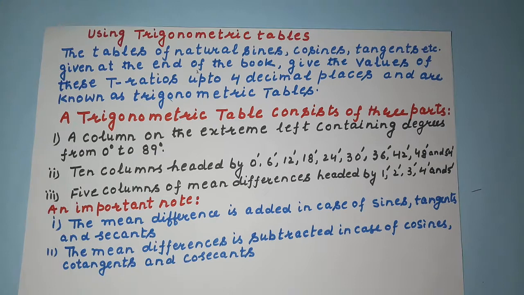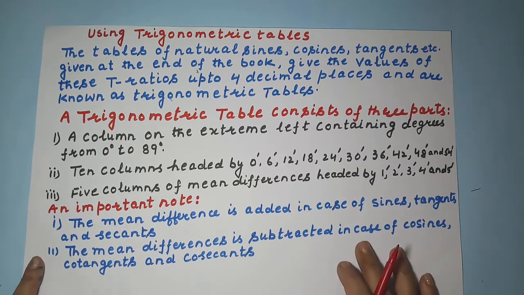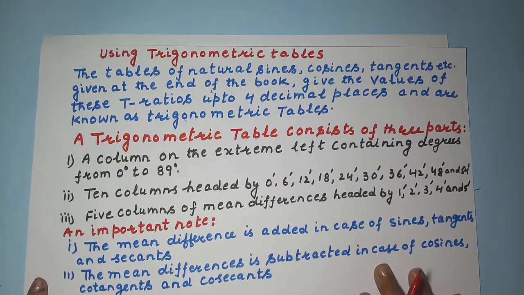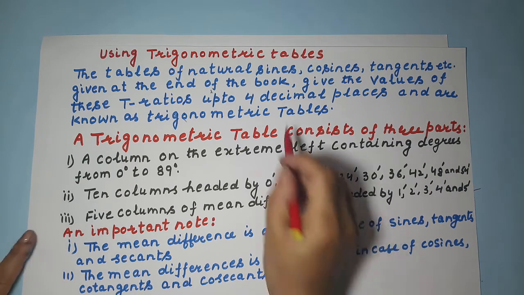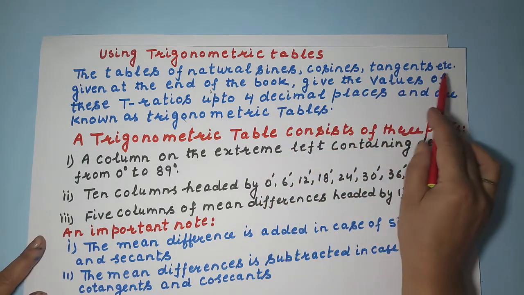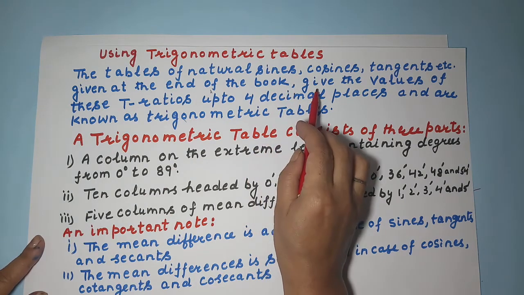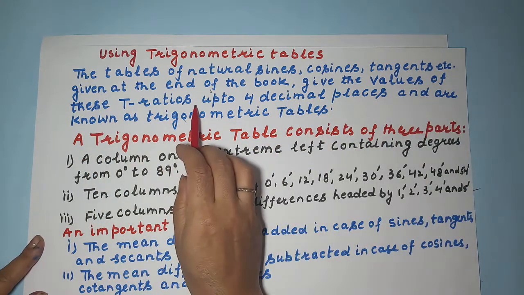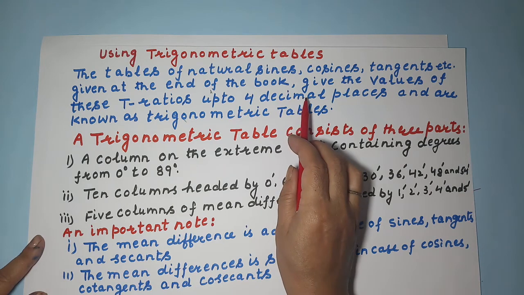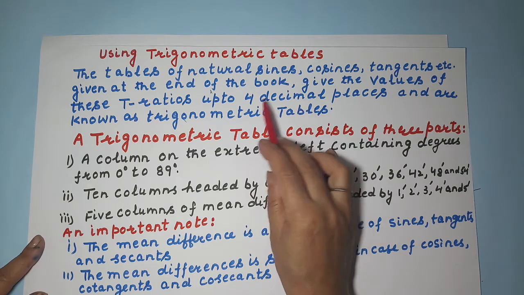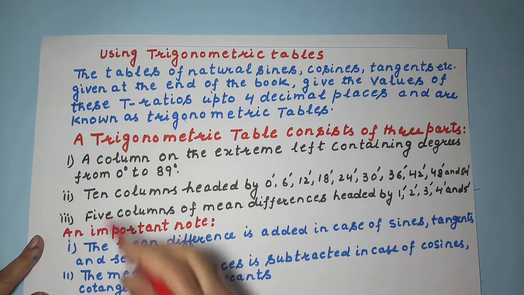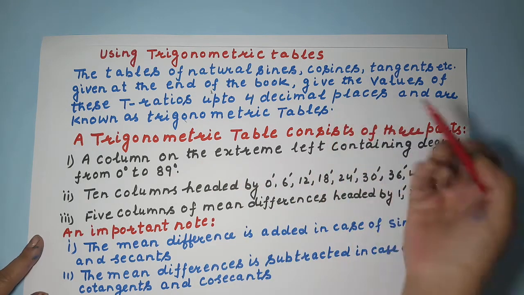Now, using the trigonometric table: the tables of natural sines, cosines, tangents, etc. are given at the end of the book. These give the values of these t ratios up to 4 decimal places, and are known as the trigonometric tables.